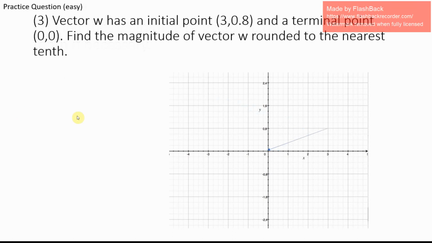Vector W has an initial point 3, 0.8 and a terminal point of 0, 0. Find the magnitude of vector W rounded to the nearest tenth. This is the equation we're going to be using for this problem. 3 squared plus 0.8 squared gives us 9 plus 0.64, which gives us 9.64. The square root of 9.64 is 3.1.